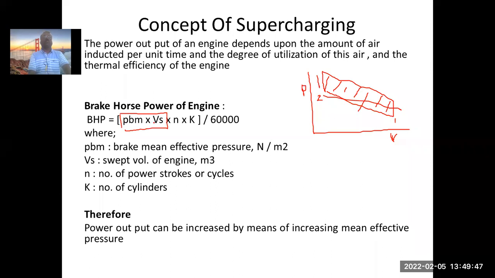So this is your P into V, and that is how we are calculating the power. Okay, now what is this P? P is the mean effective pressure.